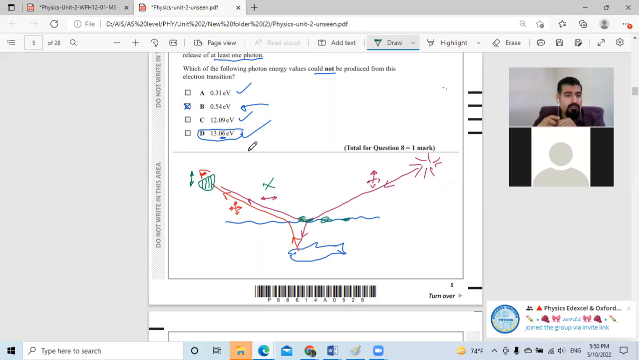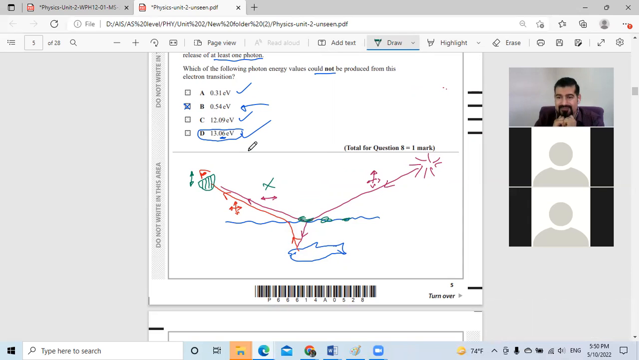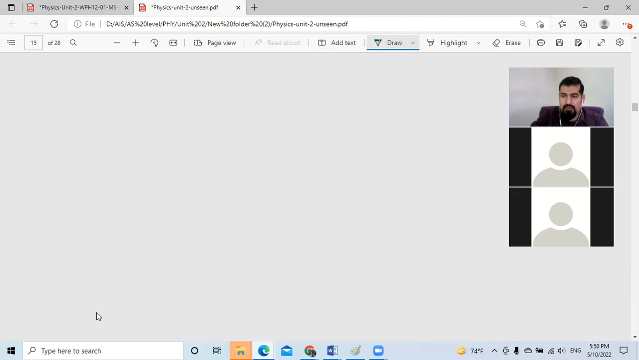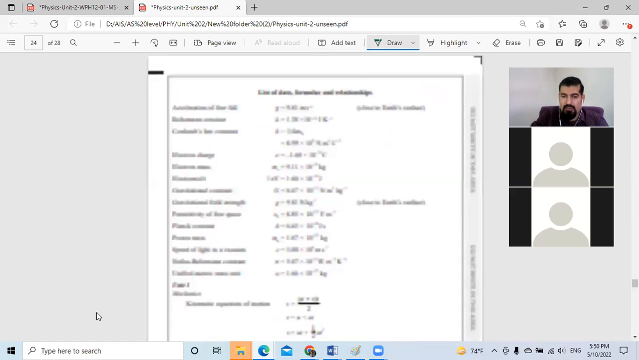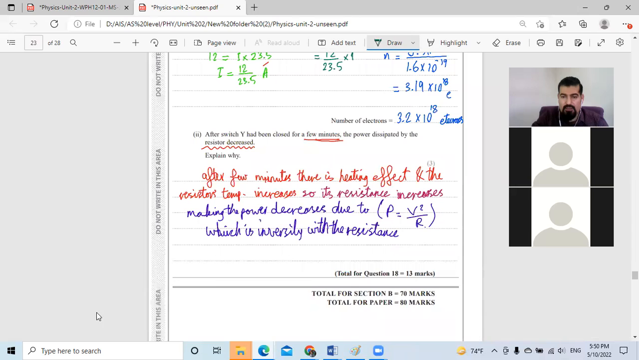Is it okay to open my microphone? Yes, of course, Ammar. Go ahead. Okay, sir. My question was for the last question of this paper. The last question. Yes, I know I have already asked you this before, but I just don't understand how the resistance can increase with temperature when also current increases with temperature.